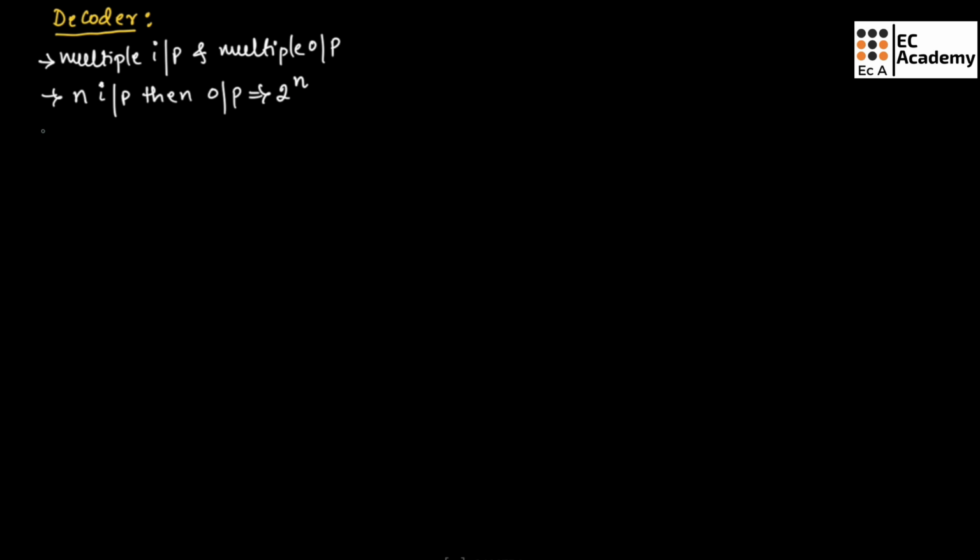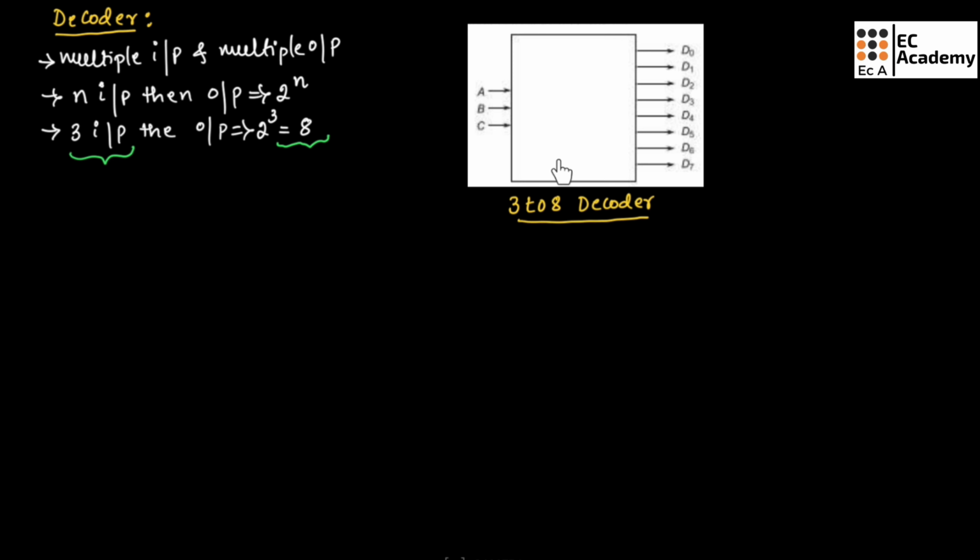For example, if we take 3 inputs, then output will be 2 to the power of 3, that is equal to 8. So if we take 3 inputs, then we can control 8 outputs. So this is the block diagram of 3 to 8 decoder, which means it consists of 3 input and 8 output. So we can decode 8 output, or we can control 8 output with the help of 3 inputs.